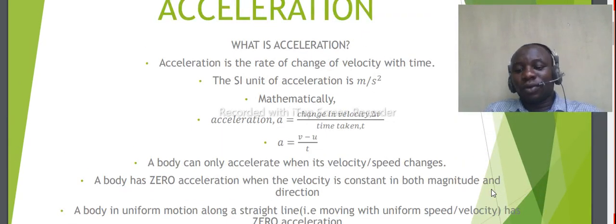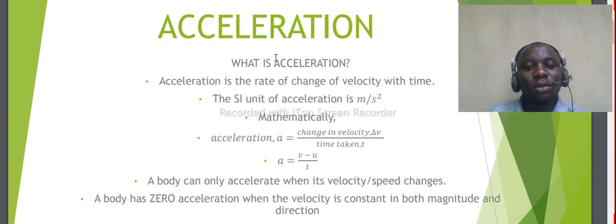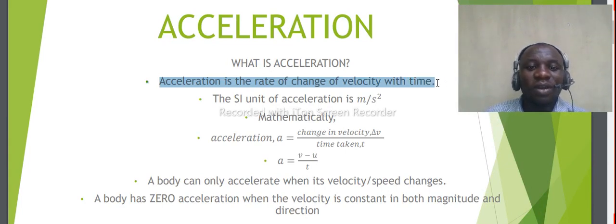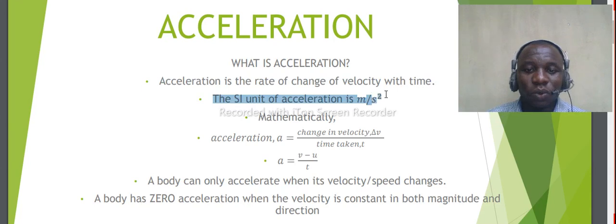So we have the main word in the topic, acceleration. So what is acceleration? Acceleration is the rate of change of velocity with time. That is, whenever there's a change in the velocity of a body, then we say there is acceleration. And velocity simply means how fast or how slow the body is. So a body that's moving slowly, by the time the body begins to move very fast, we say there is an acceleration. The unit of acceleration is meter per second squared.